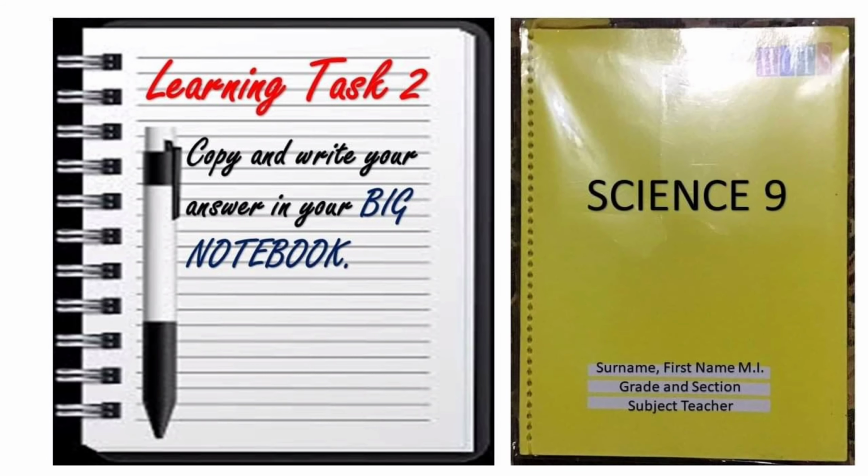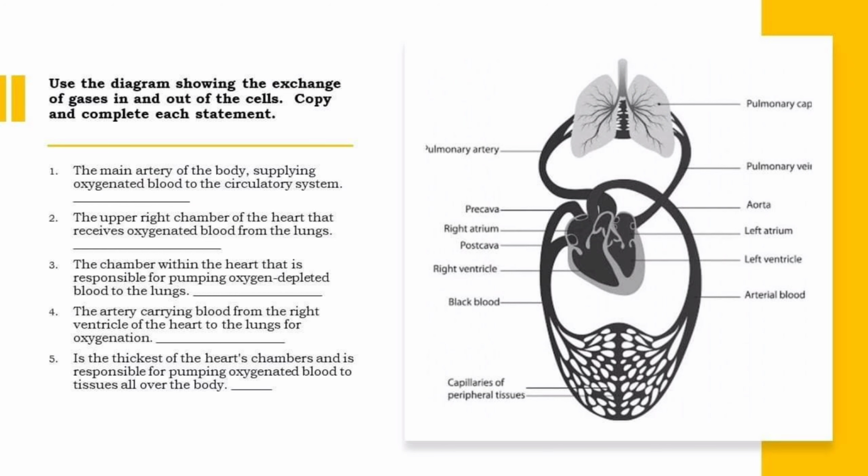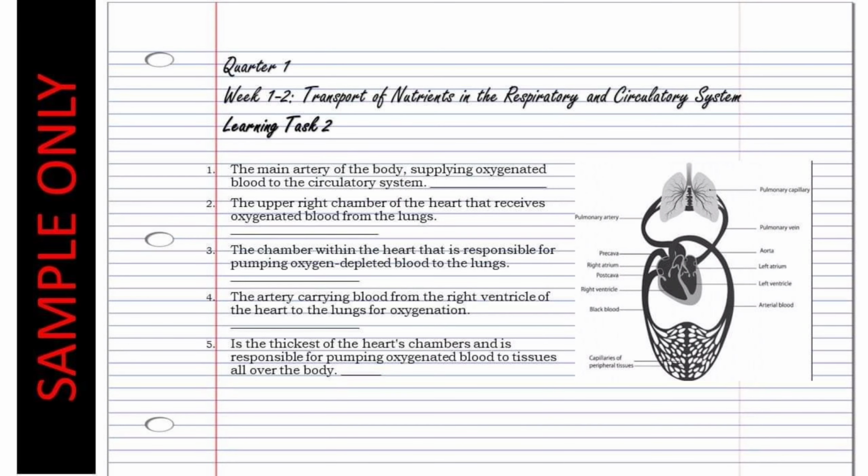Again, for the second learning task, we're going to use your big notebook. We will be using the diagram showing the exchange of gases in and out of the cells. So you're going to copy and complete each statement. Please be guided with our example for the second learning task.